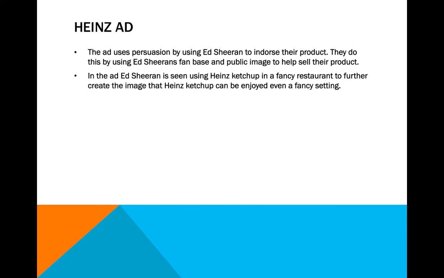So in the Heinz ad, it uses persuasion because the Heinz ad is essentially using Ed Sheeran's fan base and public image to help sell their product. In the ad, also, Ed Sheeran is using the ketchup in a fancy restaurant to further create an image that ketchup can be enjoyed even in a fancy setting.